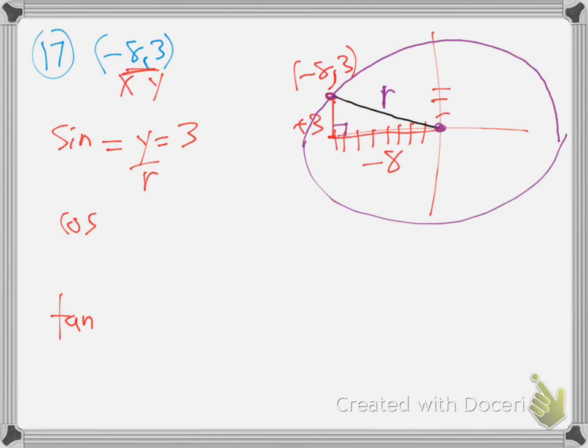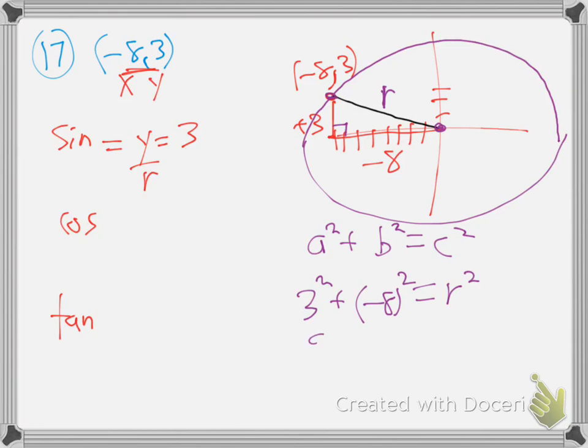Whenever you have a right triangle, you can use the Pythagorean theorem: a squared plus b squared is c squared. You just got to be careful to make sure you get the c correct. The a and the b order doesn't matter, but the c does. Which one is the c? It's the r, the hypotenuse. So 3 squared plus negative 8 squared is r squared. 9 plus 64 is r squared. 73, root it, there it is.